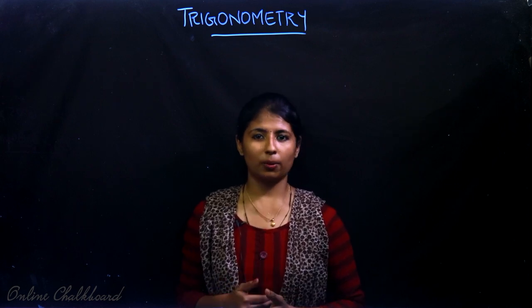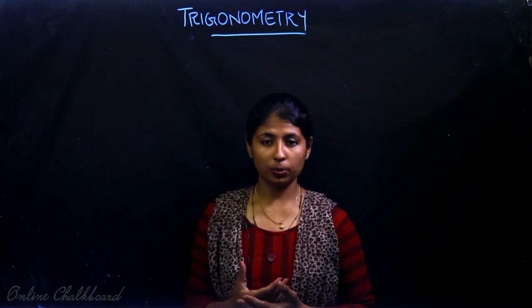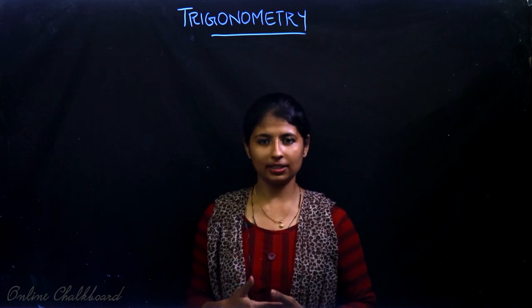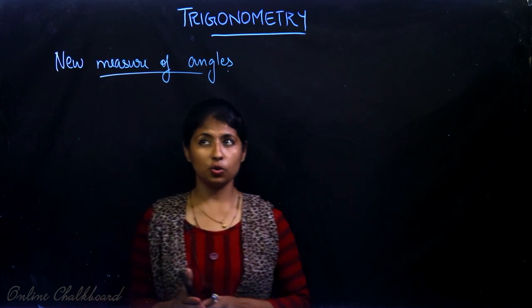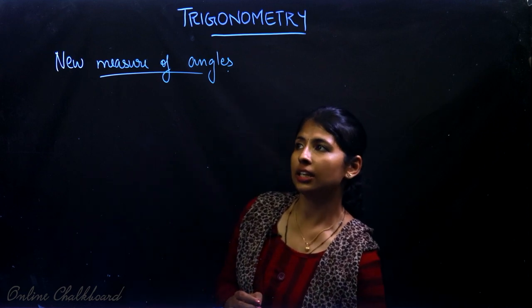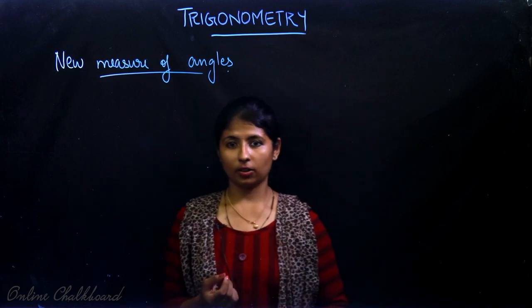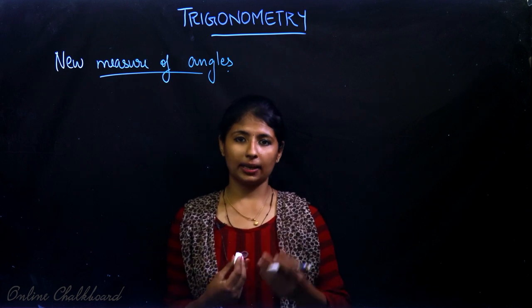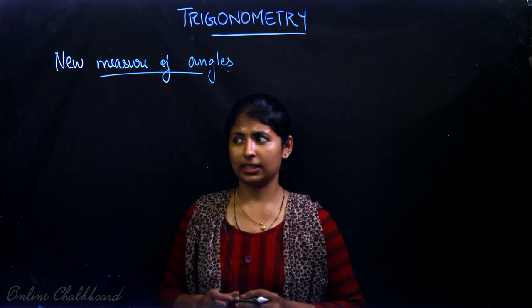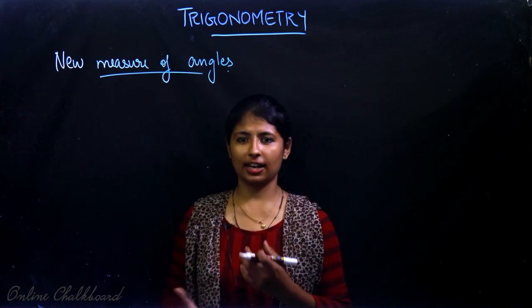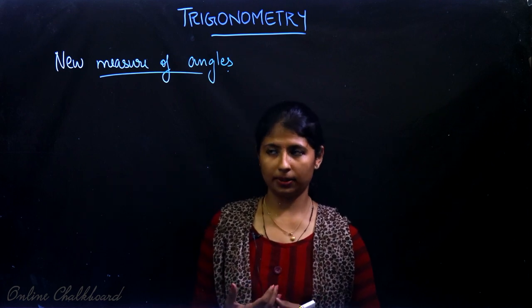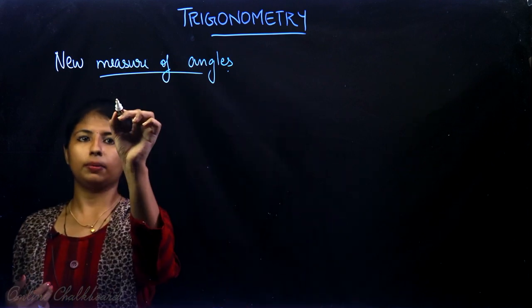So, we will start the topic of measures of angles. We will discuss different types of angles and ratios: 30 degree, 45 degree, 90 degree triangles. We will discuss ratios. For example, we will take a triangle.